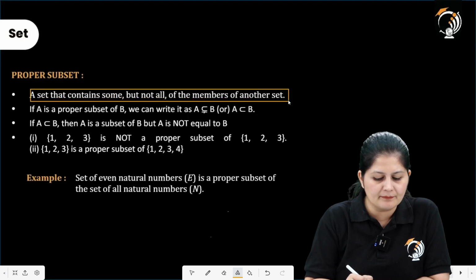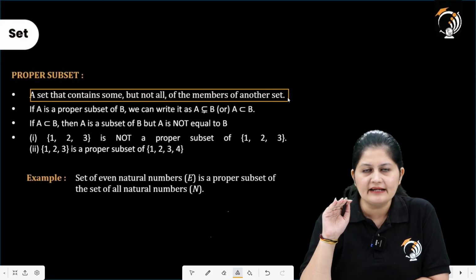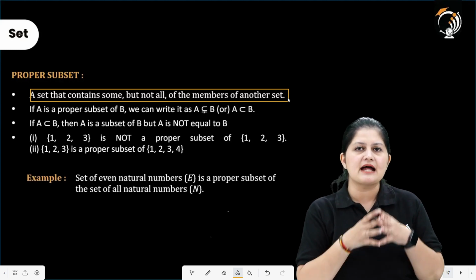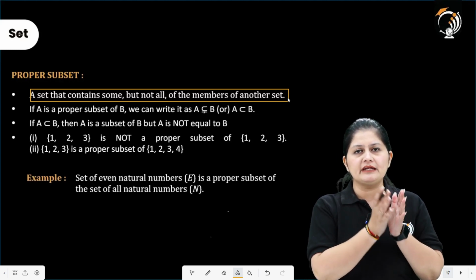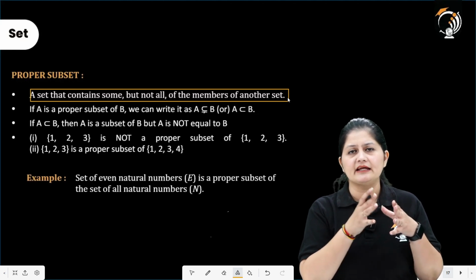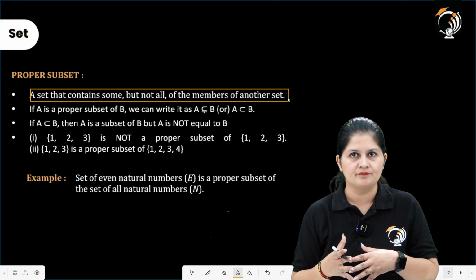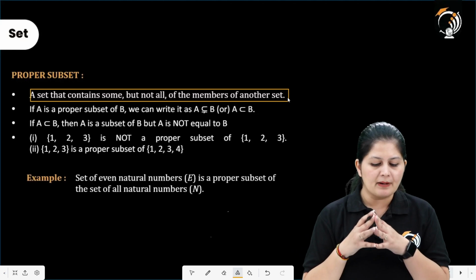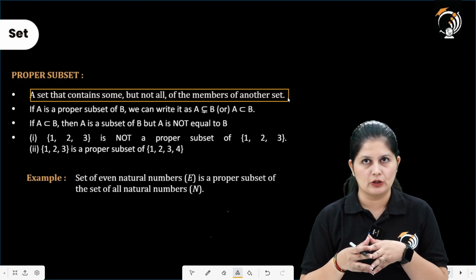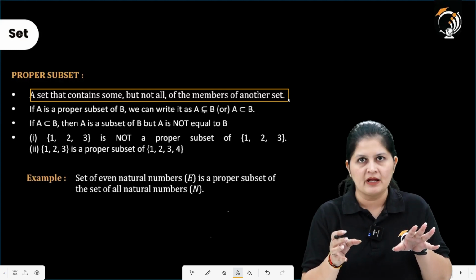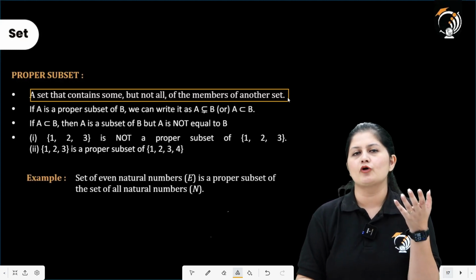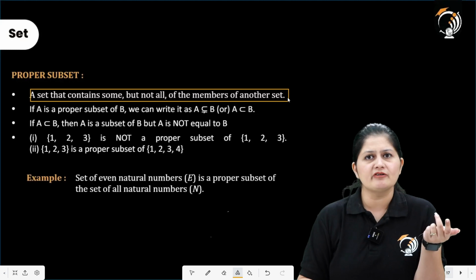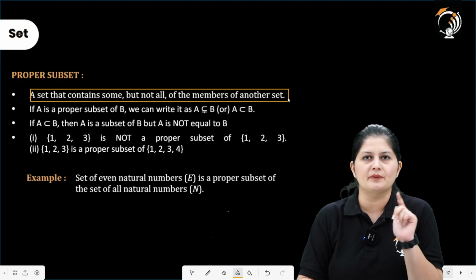Moving forward, if I talk about what is a proper subset: a set that contains some but not all of the members of another set. So in that case, if we talk about a proper subset, the number of elements in the set A needs to be less than the number of elements in the set B. Okay, so a set that contains some but not all of the members. It contains some of them, not all of them. If there are 4 members in set B, maybe set A contains only 3 of them. In that case, we will say that yes, it is going to be a proper subset.